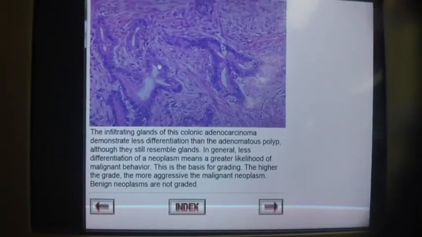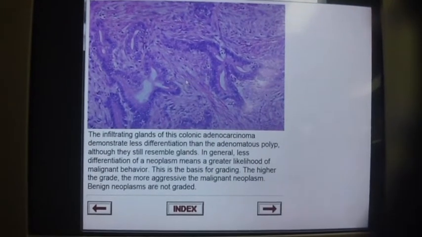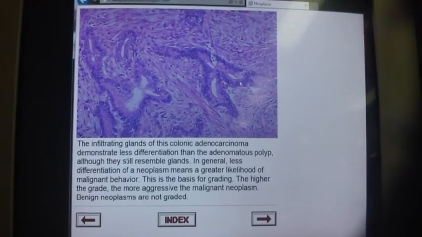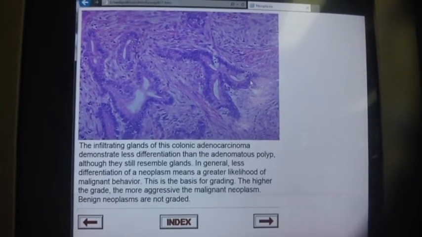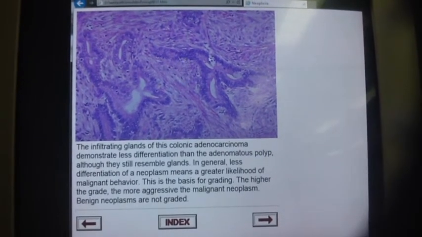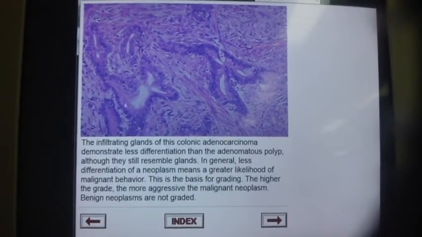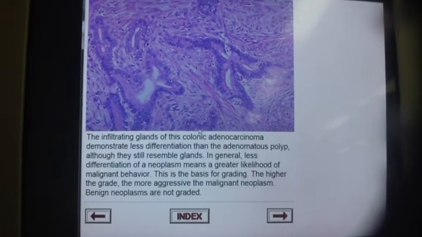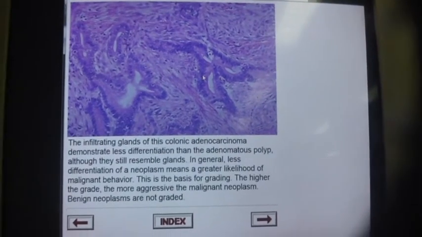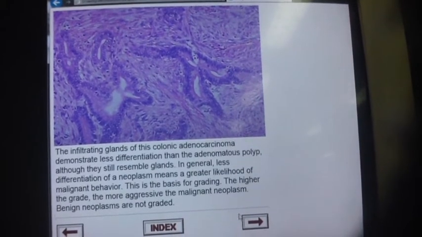If we take a section from this tumor and examine it under the microscope, this is a moderately differentiated adenocarcinoma of the colon. We can see these are the epithelial structures or the colonic glands, which are irregular in shape and infiltrative. So the epithelial element of the colon is infiltrating the stroma. So this is a moderately differentiated adenocarcinoma. The cells still resemble the normal structure, so this is still differentiated.